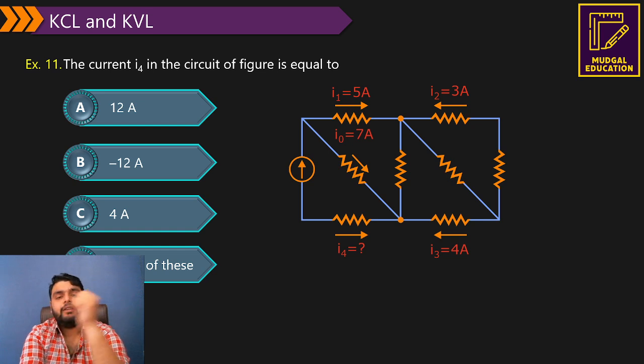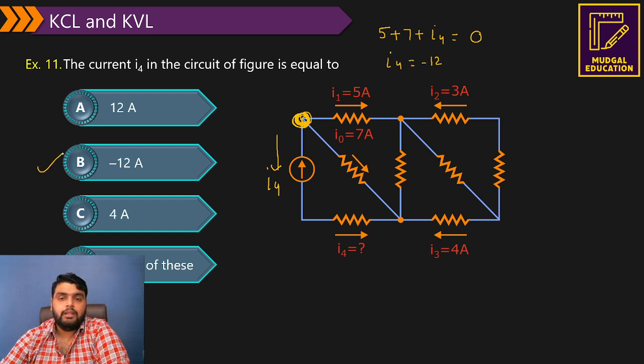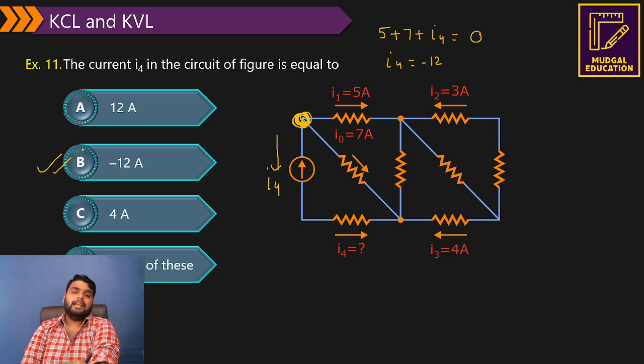Okay. Now it's a very simple question. We need to find out the current I4. Where is the I4? I4 is here. Very simple question. Across this branch, see this particular node. I4 is going in this direction, I0 and I1 is going. So I can say sum of current leaving, 5 plus 7 plus I4 are leaving, is equal to sum of current entering. No current is entering here. So I4 is minus 12, simple. Sum of current leaving, which is 5 plus 7, and no current is entering. So I4 comes out to be minus 12. Okay, understood? Yes or no?